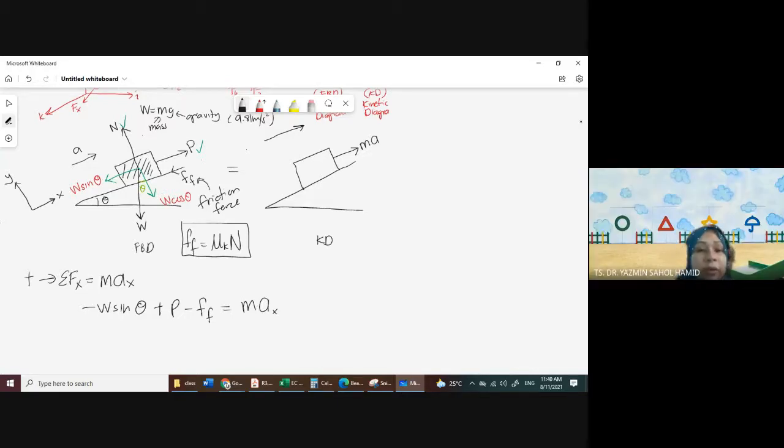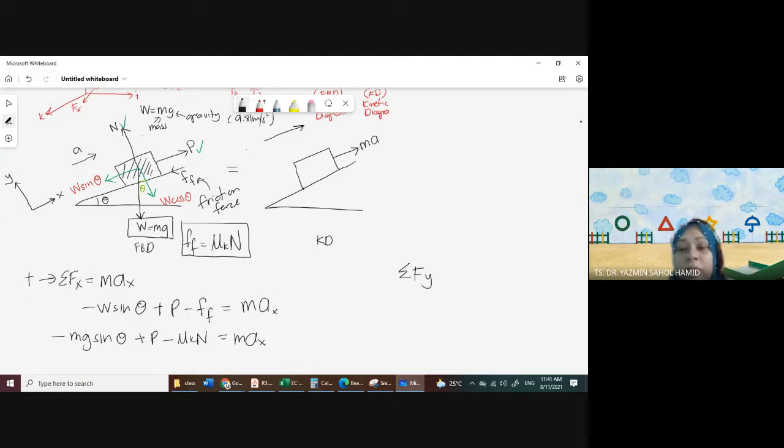So that is our equation. And then we know W equals mg, so maybe you want to replace all the information. Negative mg sin theta plus P negative mu k N equals to max. Is that all the information? Right? Okay.